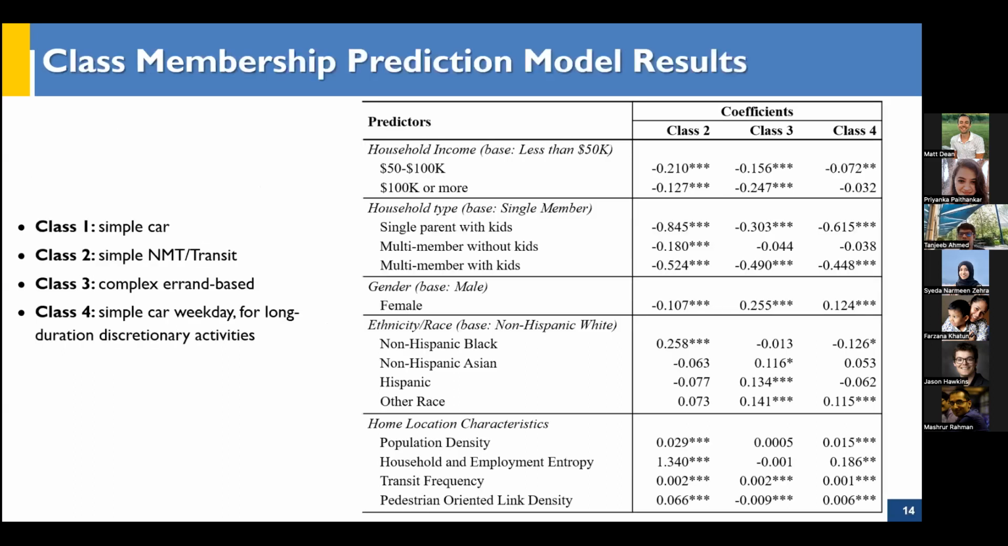This table shows the results from the class membership prediction model, where class 1, representing the simple auto-based trip chains, is considered as the reference alternative.